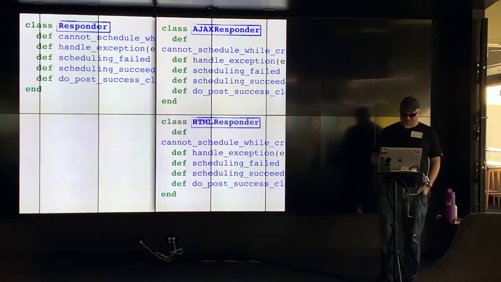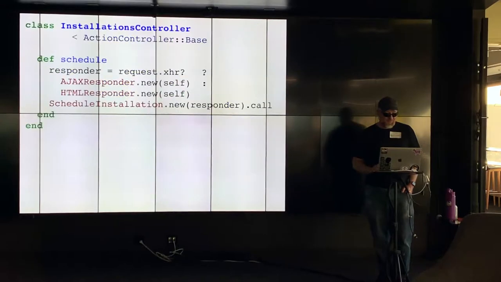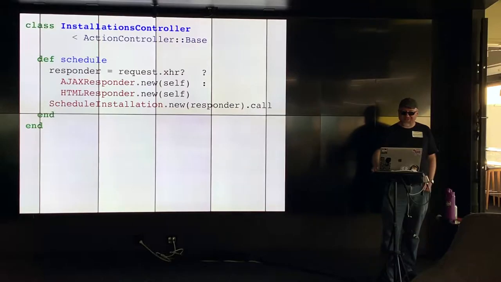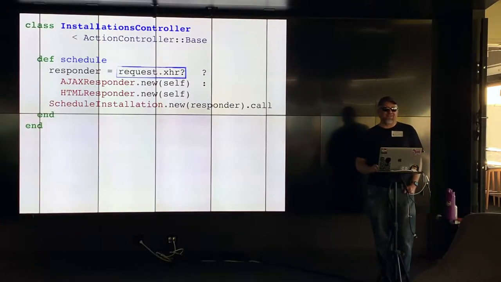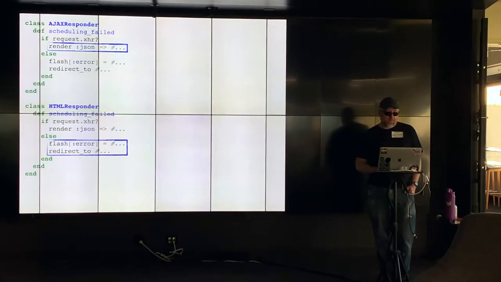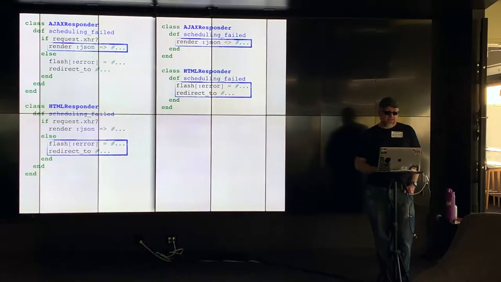But watch this. Back in the controller, I add one more call to request.xhr. Yes, this goes to 11. But watch this. I use that call to decide which responder to create. And once I've done that, I can go back through these two responder classes and delete all of the HTML stuff from the AJAX responder and vice versa. In that process, I also delete all 10 of those request.xhr calls that were in this code.